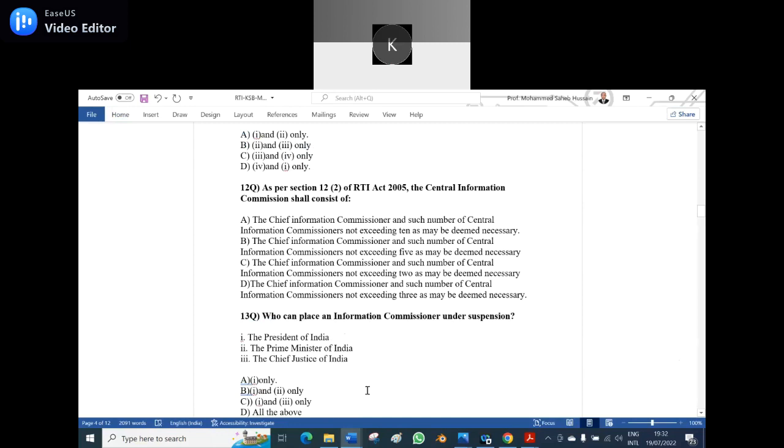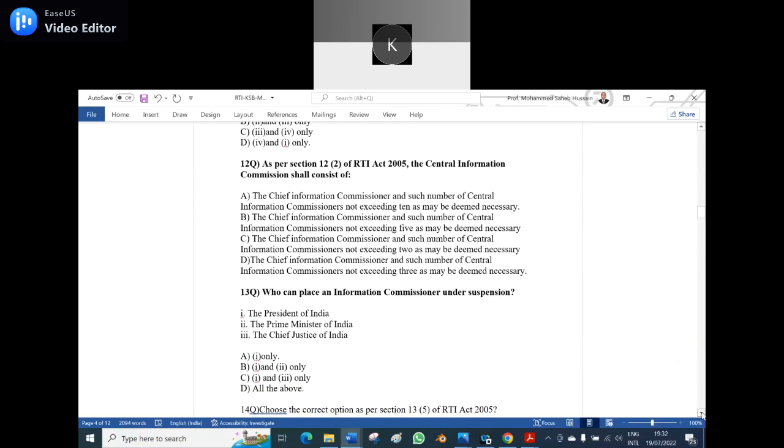Yes. A. 1 only. B. 1 and 2 only. C. 1 and 3 only. D. All the above. A, it is A. Answer A is the correct answer. 1 only: the Chief Information Commissioner and such number of Central Information Commissioners not exceeding 10 as may be deemed necessary.